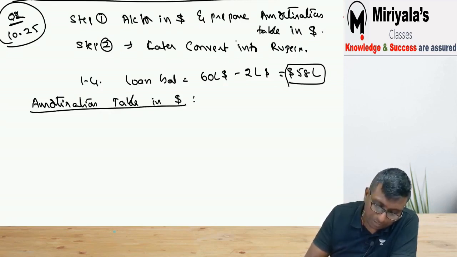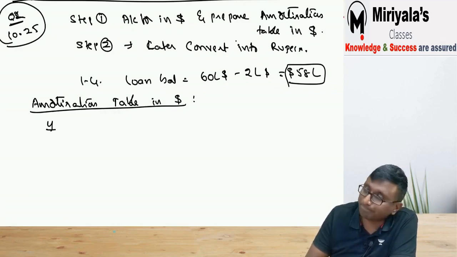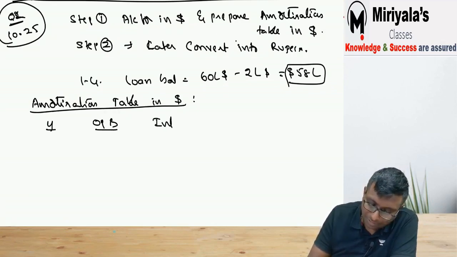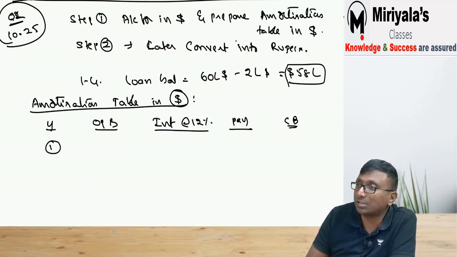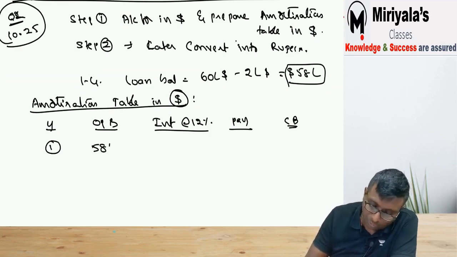Tell me, year, opening balance, interest at IRR, which is 12%. They only told us that. And what is our payment, and closing balance. All are in dollars. Year 1: first year only they are asking, not all the years. The 7 years, 6 years are not required. Your loan is equal to $58 lakh.